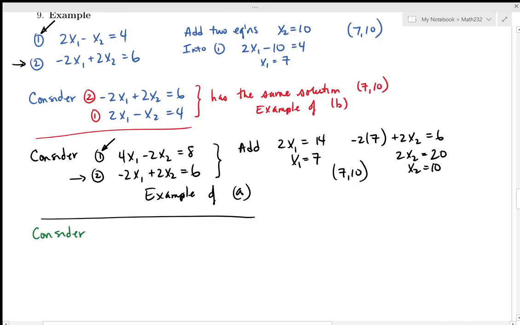Consider this system. How about this? 2x1 minus x2 equals 4. So that's equation 1 as before. How about this equation? Equation 2. Here's equation 2: 4x1 minus x2 is equal to 18.